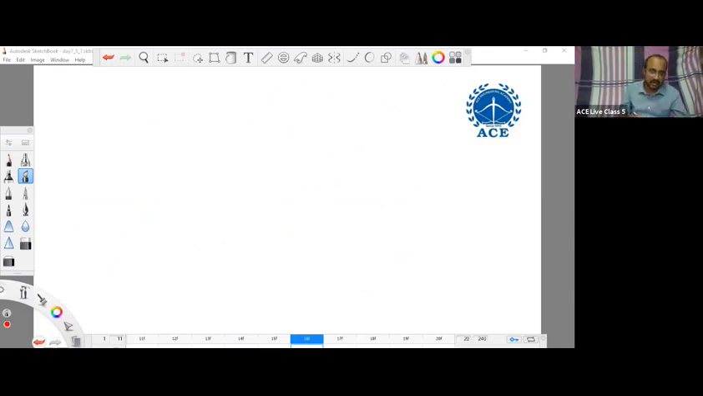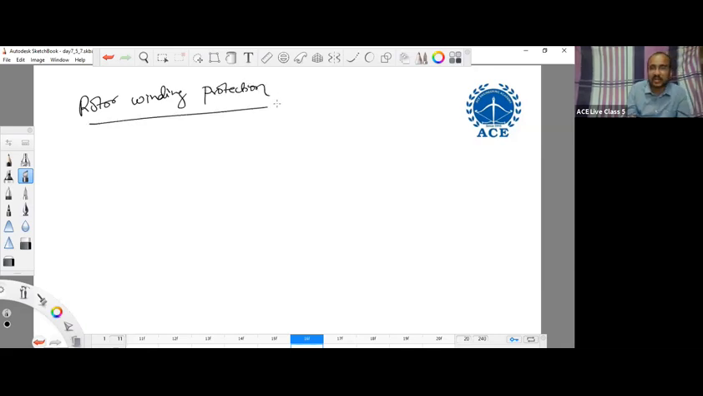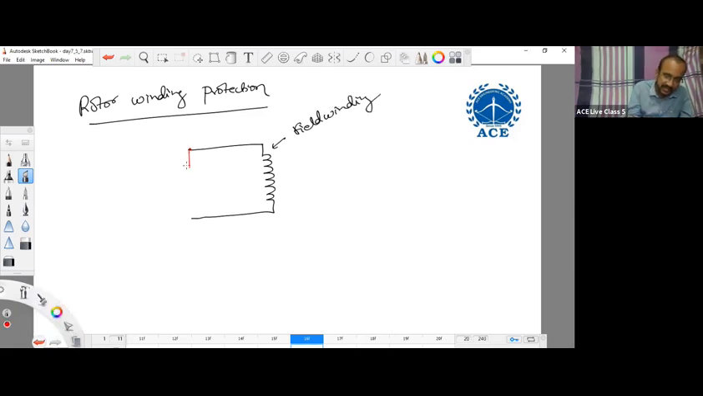How is the rotor winding to be protected? There is a special circuit used for rotor winding protection. If you observe, the field winding of the alternator is placed on the rotor, and it is excited with a separate DC source. Here we will be using a separate DC generator to excite it.